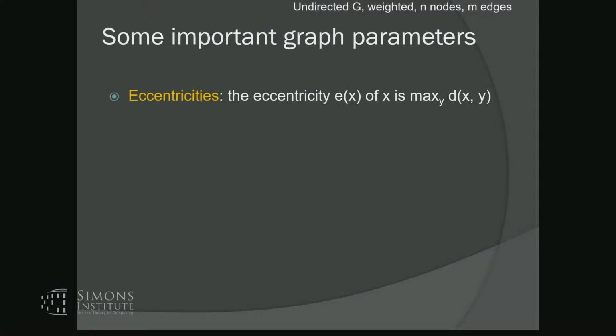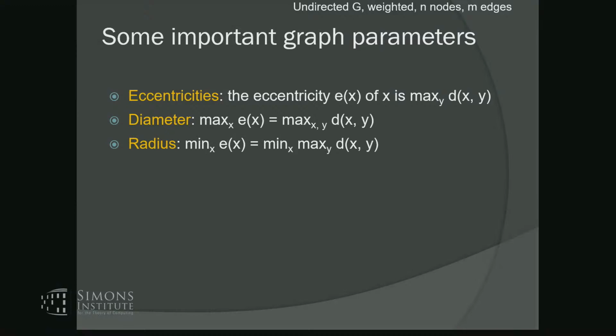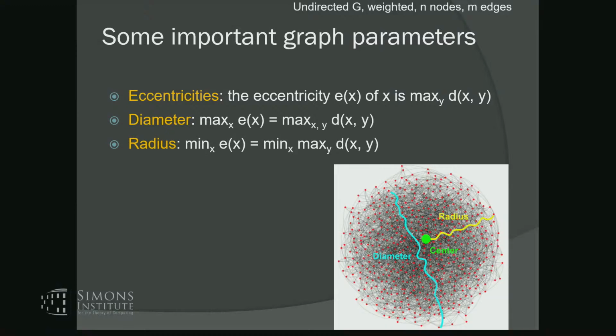So again, we're talking about distances in graphs. And the first parameter that I want to define here is the eccentricity of a vertex. So we have a graph, and then the eccentricity of a vertex is just going to be the farthest vertex from that one. The diameter is going to be the maximum eccentricity in the entire graph. The radius is the minimum eccentricity in the whole graph. And here's a picture that might help.